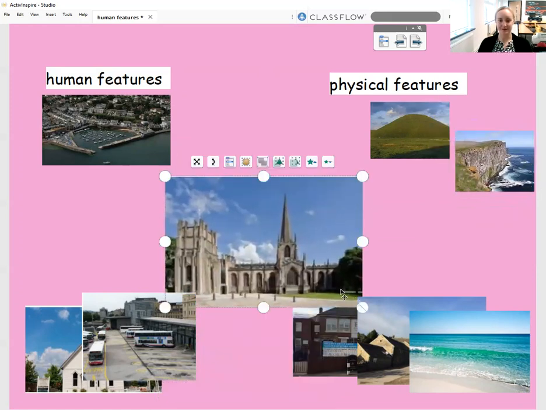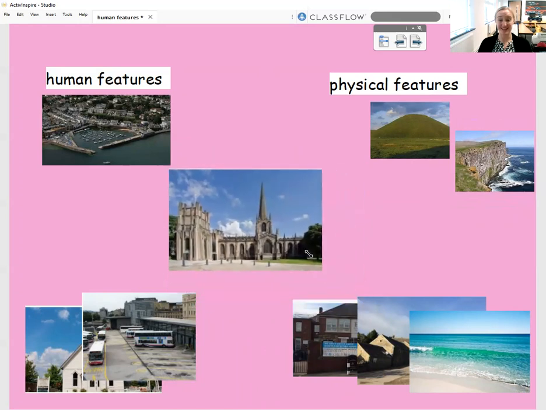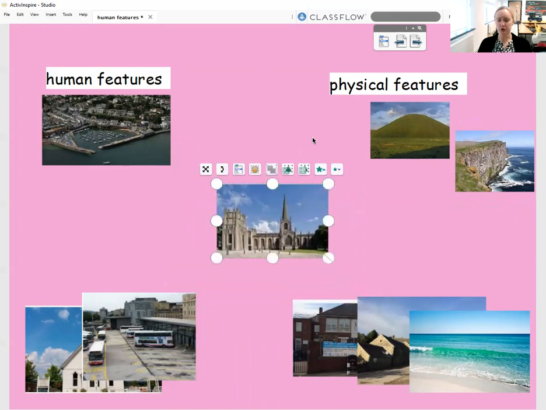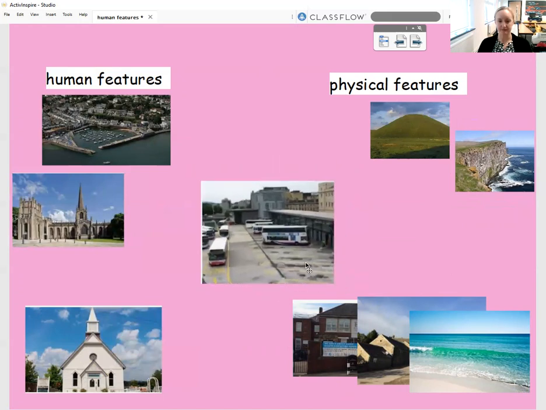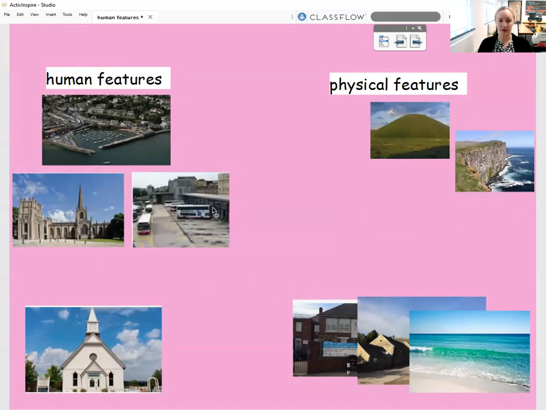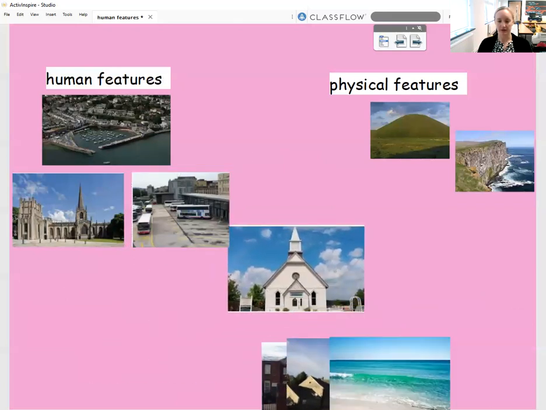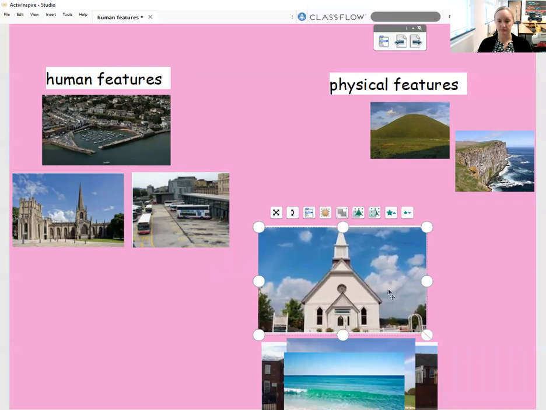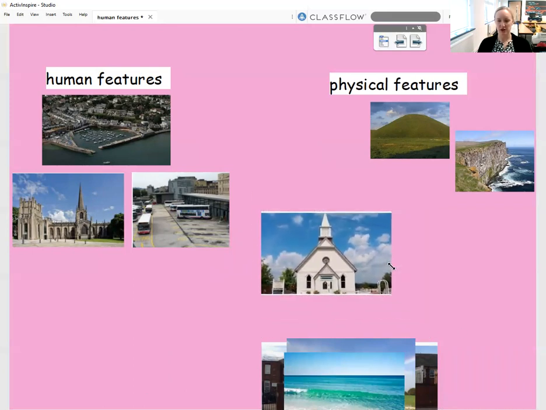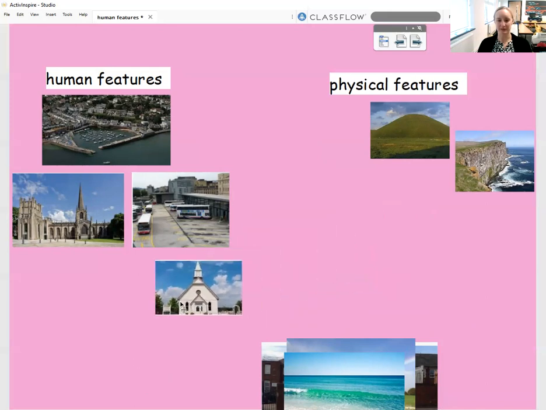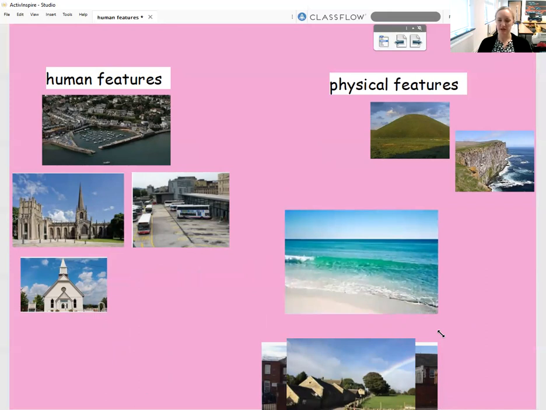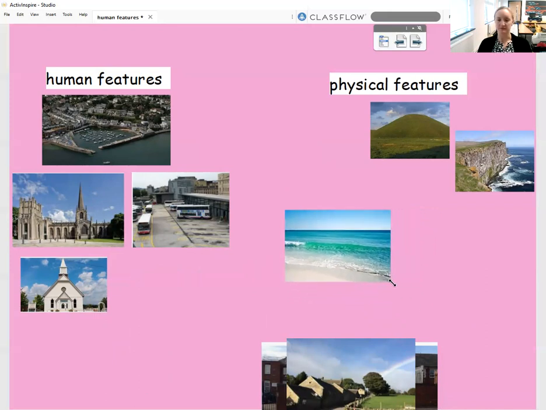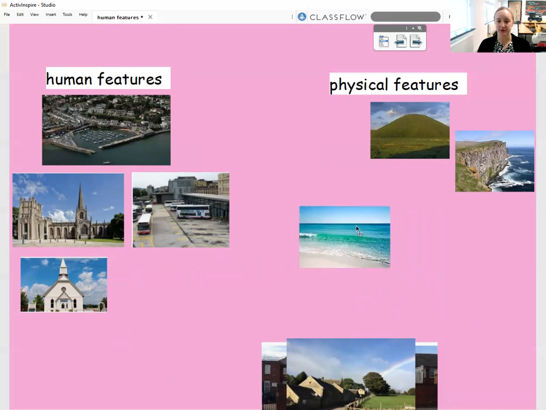Now I've got this, which you'll be familiar with from Sheffield, which is a cathedral. Is a cathedral something that's always been there or has been built over time? You're right, it's a human feature. What about this, which is a bus station? Human feature, well done. What about this down here? What is it? It's a church. Where does church go? Human feature, brilliant. What about this here? What have we got? The ocean and the beach. That is a physical feature, well done.